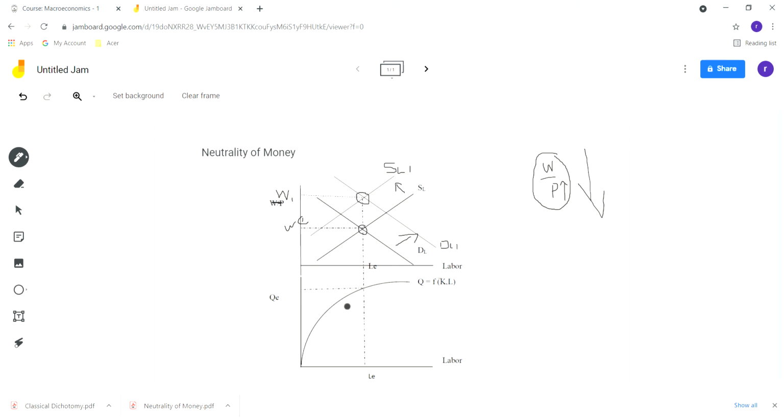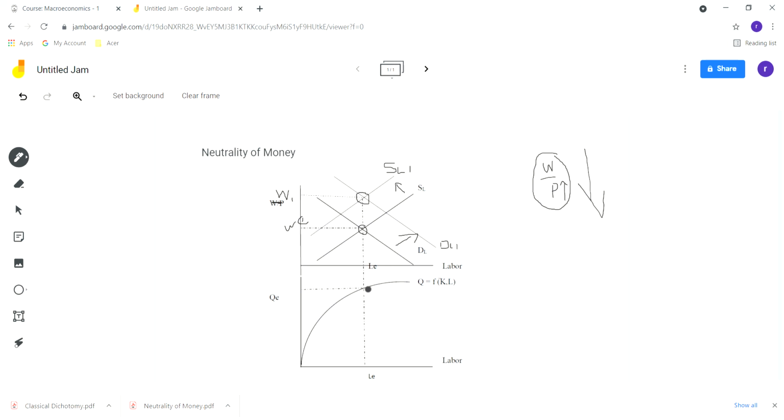So again, what has happened? Despite there being an increase in the supply of money, neither the quantity of labor employed nor the level of output has changed. They have remained exactly at the same position as before the change in money supply. So what do we get from this? We get the idea that money is neutral. It is unable to influence any real economic variables, and this is the idea of neutrality of money.